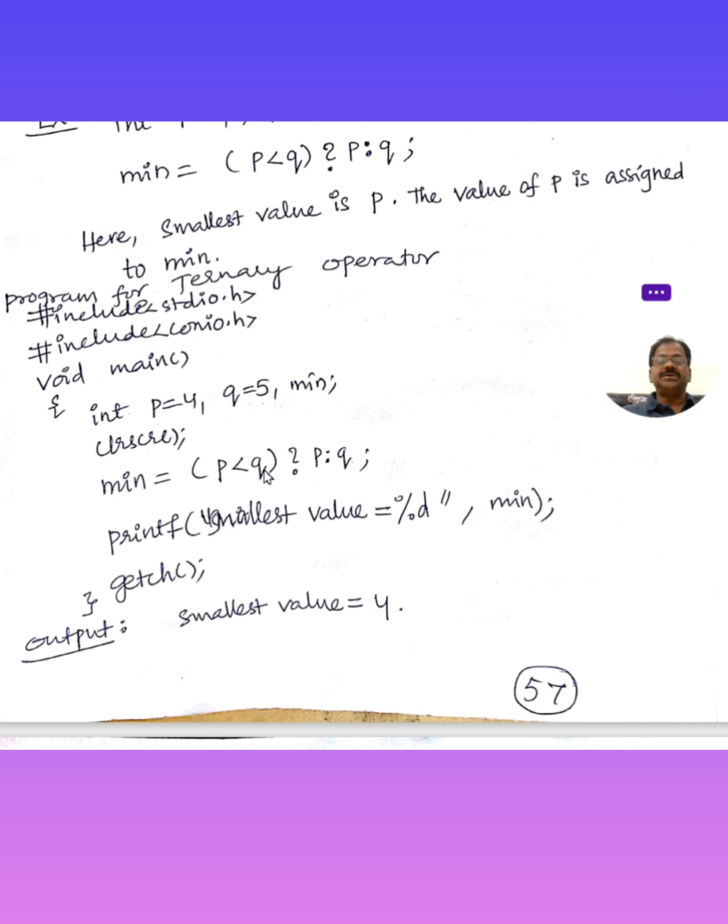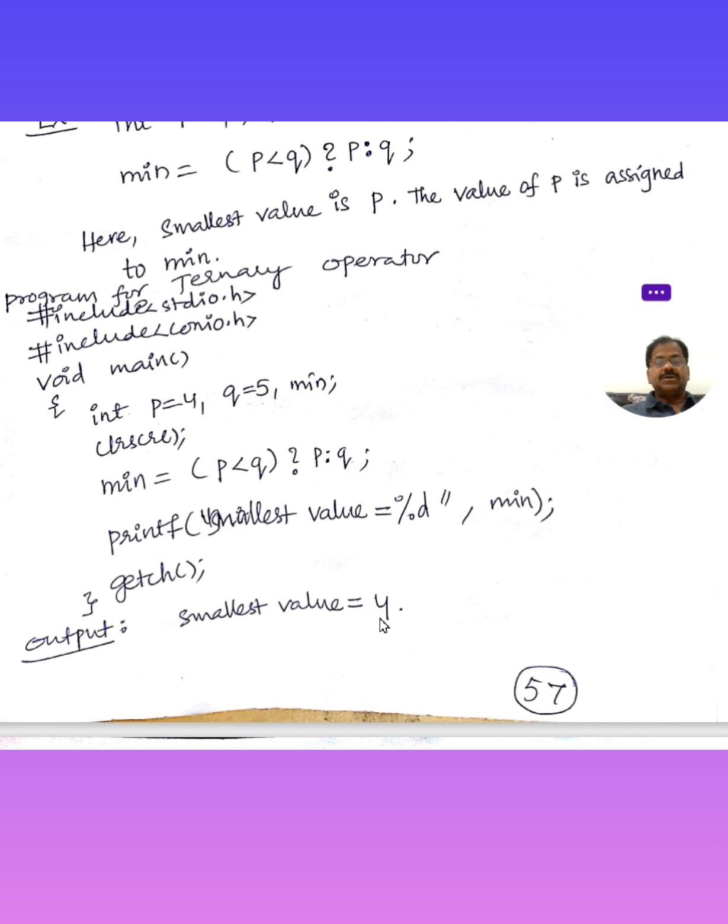Okay, you see here, P is the 4, Q is the 5. Is 4 less than 5? Yes, it is true. If it is true, first expression is true, we consider second one. If the first expression is false, we consider third one. If the first expression here 4 less than 5, yes, true, second expression will be considered, second operand. So what is the P? 4. That 4 will be assigned to min. Smallest value is percentage d comma min. Here minimum. What is the value here? 4, min value. 4 will be displayed here.